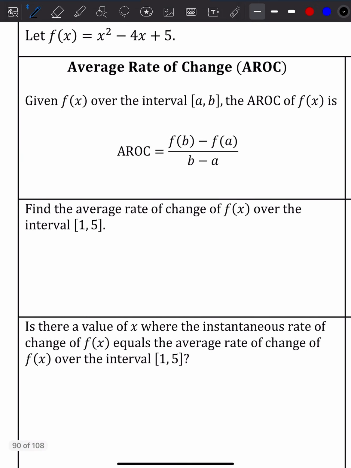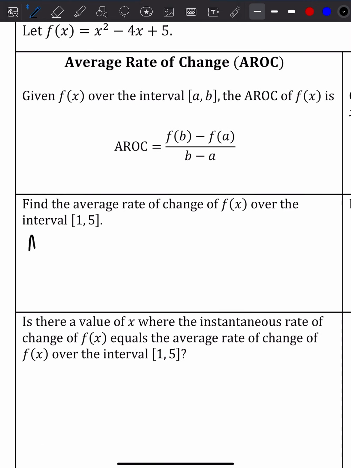1, 5. So in itself, our average rate of change is f of 5 minus f of 1 divided by 5 minus 1. If we plug in 5 squared is 25. 4 times 5 is 20, so 25 minus 20 plus 5 should give us 10.